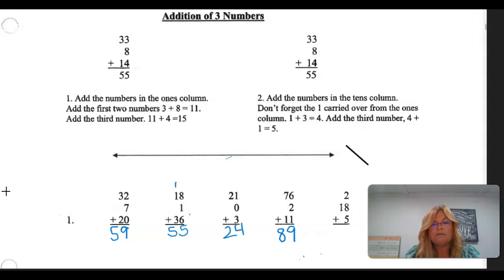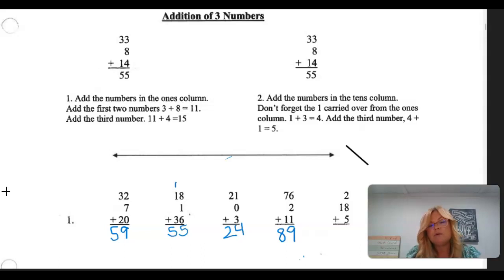Here we start with the ones. So 1 plus 0 is 1, and 1 plus 3 is 4. So we write the 4 down in the ones column. We don't have anything to carry. So then we go to the tens, and it's just 2. So we bring that 2 down and we get 24.